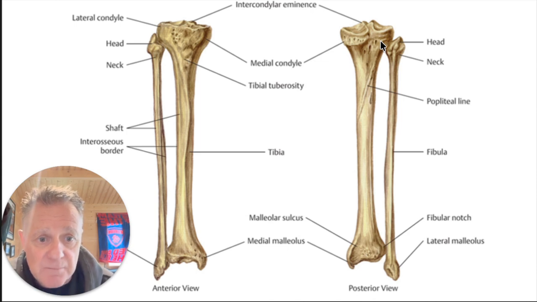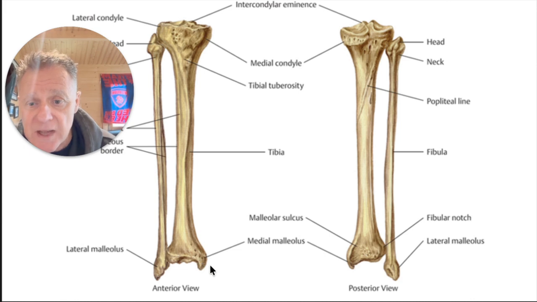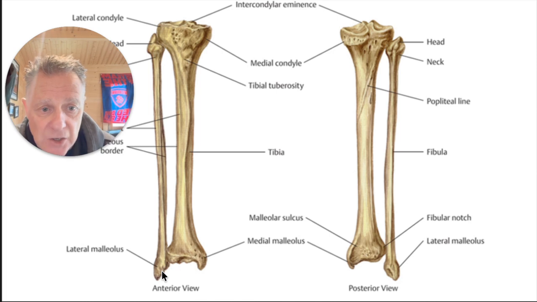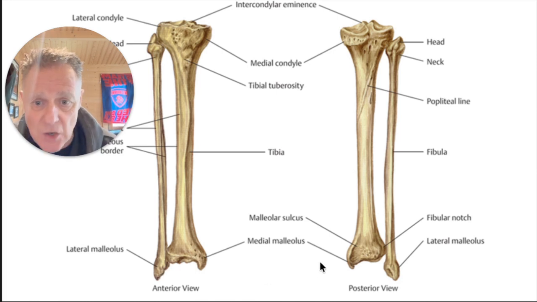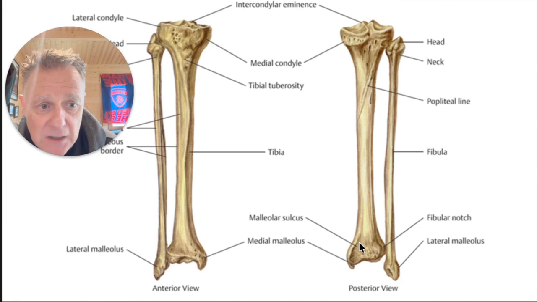The medial malleoli, so I'll move that up here. So we talk about a medial malleoli and a lateral malleoli. The medial malleoli is often referred to as your ankle bone. The medial malleoli is obviously on the tibia, and the lateral malleoli is the fibula. So distal tibia, distal fibula. And then there is a malleolar sulcus, that's on the posterior view. That's the groove on the posterior medial malleolus for the passage of the tibialis posterior and flexor digitorum longus tendons.